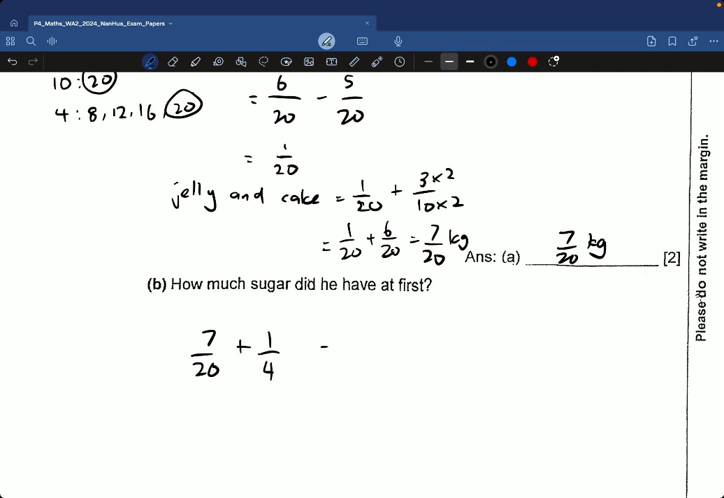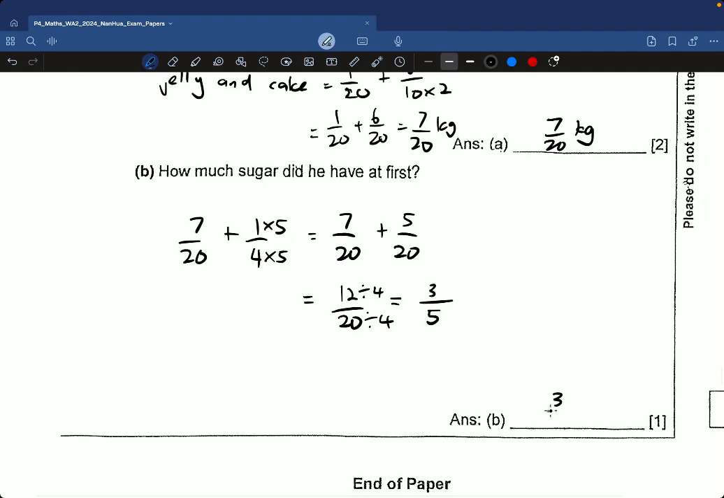So straightforward as well. The lowest common multiple is 20. Multiply 4 by 5, and then for the numerator, we multiply by 5 as well. So 7 out of 20 plus 5 out of 20. And this gives us 7 plus 5, it's 12 out of 20. And we can simplify. So what is the common factor between these two? If you guessed it, we can divide by 4. 12 divided by 4 is 3, 20 divided by 4 is 5. So the answer is 3 out of 5 kilograms.